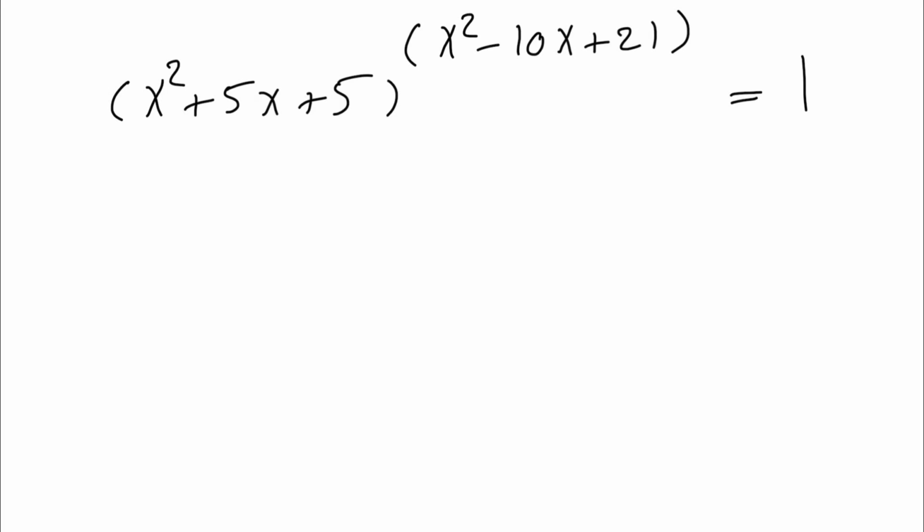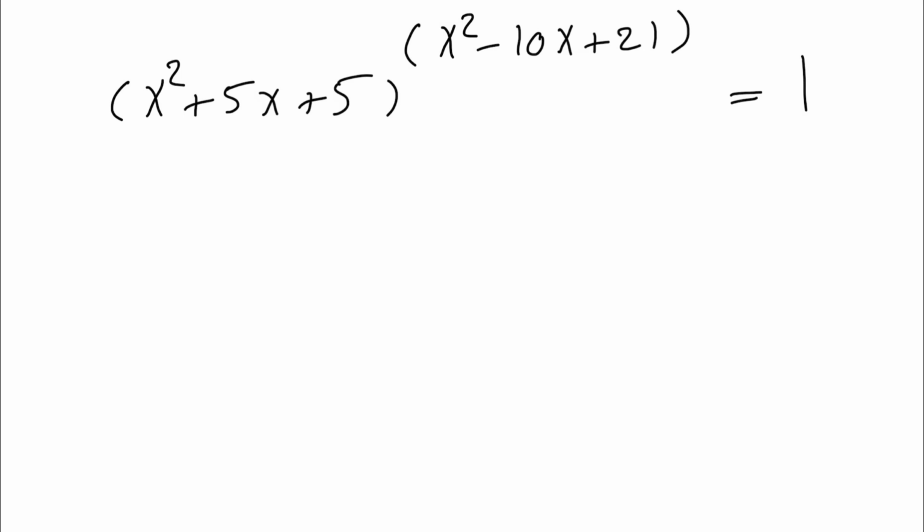In today's video, we're going to be solving one of the most interesting questions I've ever solved on this channel. We have (x squared plus 5x plus 5) to the power of (x squared minus 10x plus 21) is equal to 1. And we need to figure out the value of x.